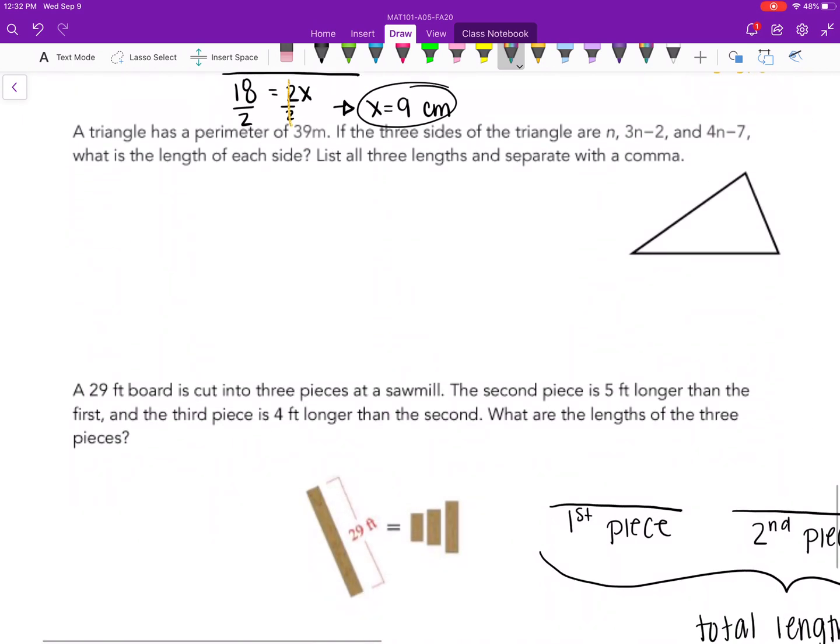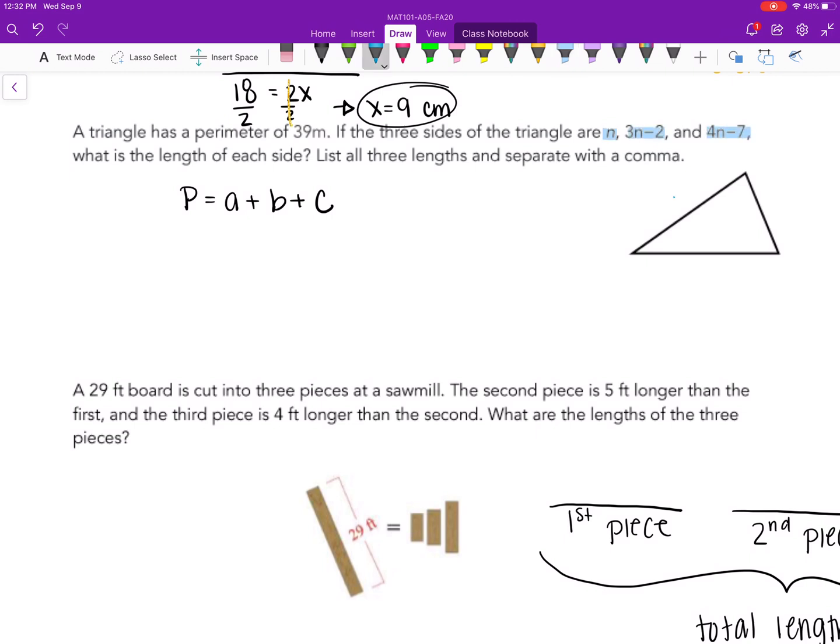Okay, the second one says a triangle has a perimeter of 39, so I'm going to be using the same formula, a plus b plus c, or add up all three sides. Triangle has a perimeter of 39 meters. If the three sides of the triangle are n, 3n minus 2, and 4n minus 7, what is the length of each side? It doesn't matter which one you put, but I've got these three sides, n, 3n minus 2, and 4n minus 7.